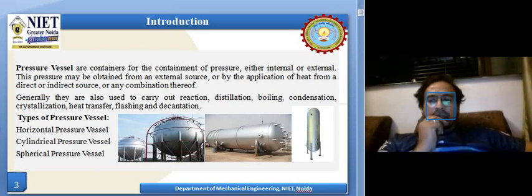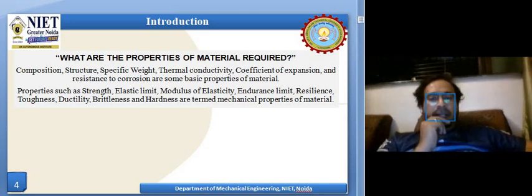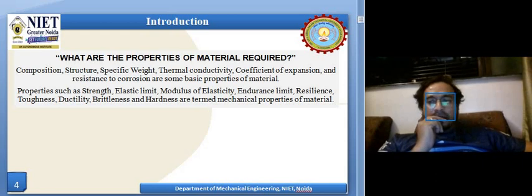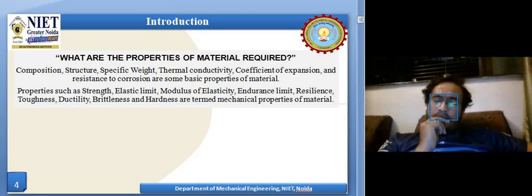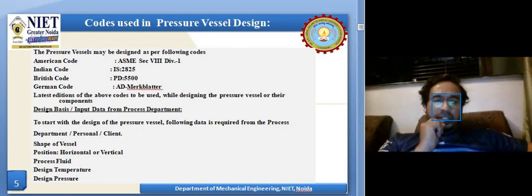There are three types mostly used: horizontal, cylindrical, and spherical. Now, what are the properties of material required for construction of the pressure vessel? Obviously, most of the mechanical properties will be handled, such as tensile strength, elastic limit, modulus of elasticity, endurance, resilience, toughness, ductility, brittleness, and hardness. Before manufacturing any pressure vessel, the material being used will always be tested. If something is found wrong, or the properties of the material are not up to the mark, then the material will be rejected and cannot be used for the further manufacturing process.